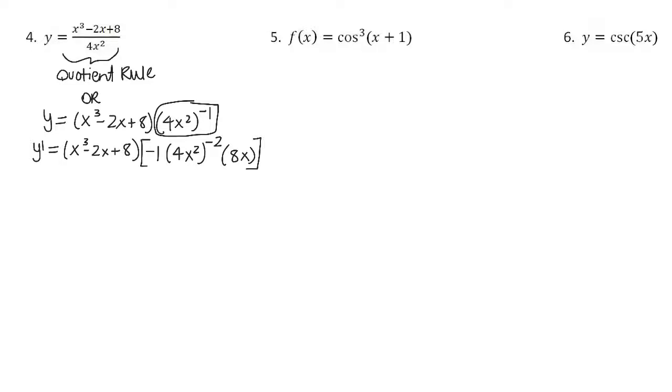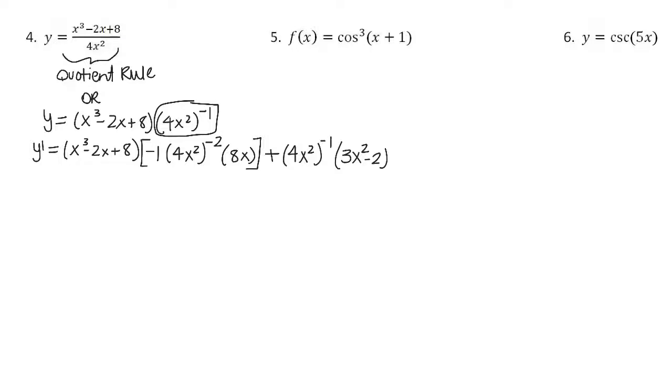Questions about it? First times derivative of the second, and then we're going to have plus the second times the derivative of the first. So let's see. Second is going to be 4x squared raised to the negative 1 times the derivative of the first. Well, what's the derivative of the first? It's going to be 3x squared, isn't it? Minus 2. Is that right? Is that okay?